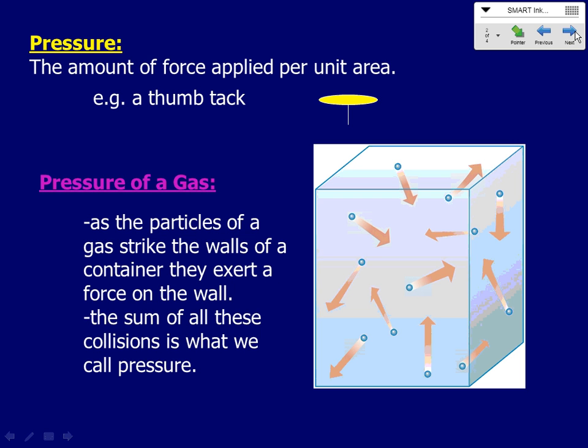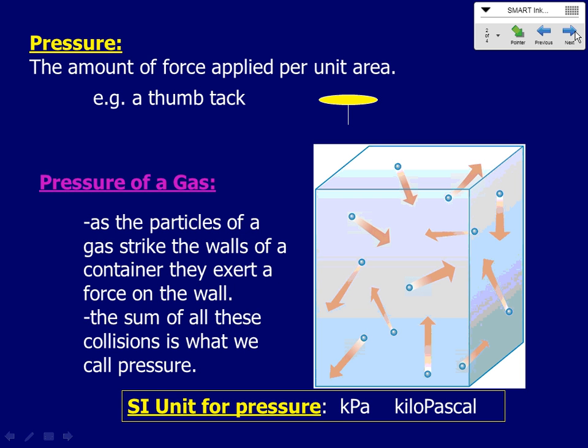Okay, so we didn't have this yesterday. Did we put that up? Excellent. The SI unit for pressure is the kilopascal. Actually, it is the pascal, but in this course we use the kilopascal, and that's because a pascal is so small. I talked about that yesterday.